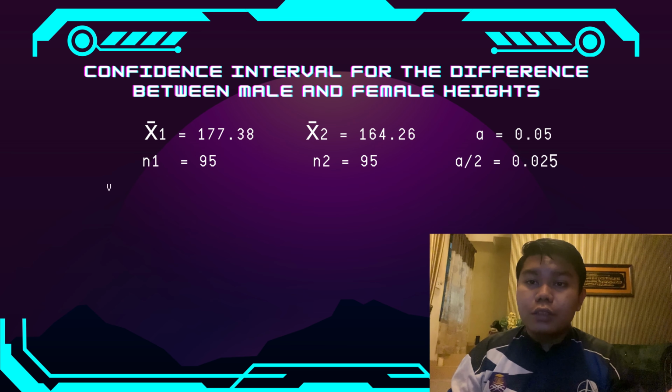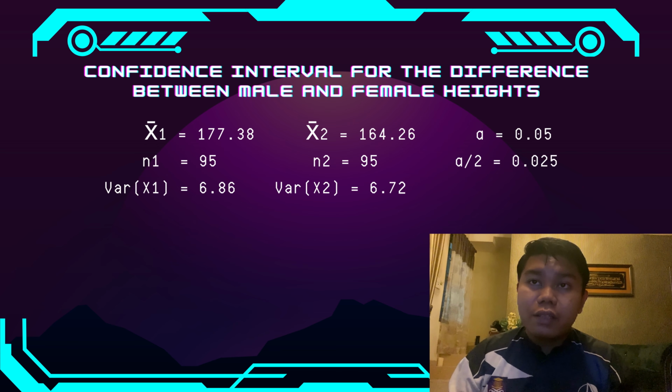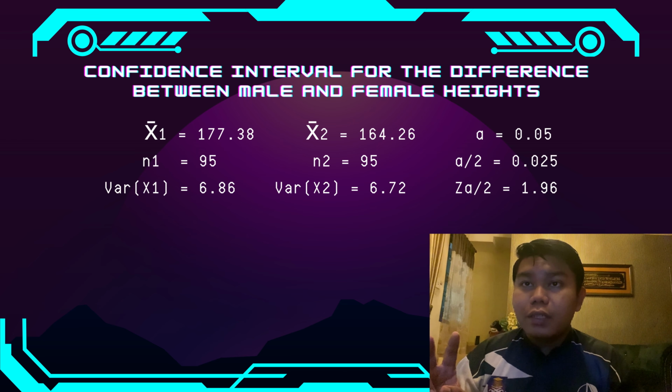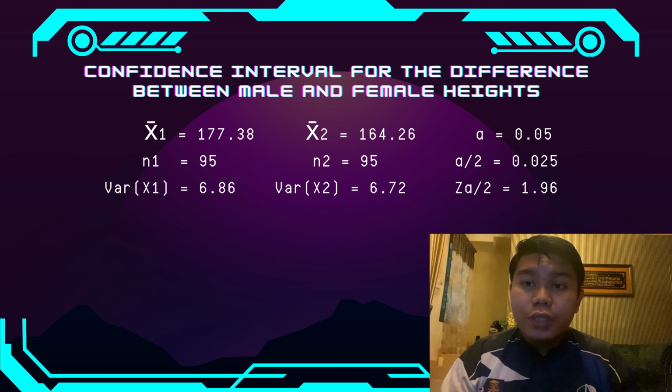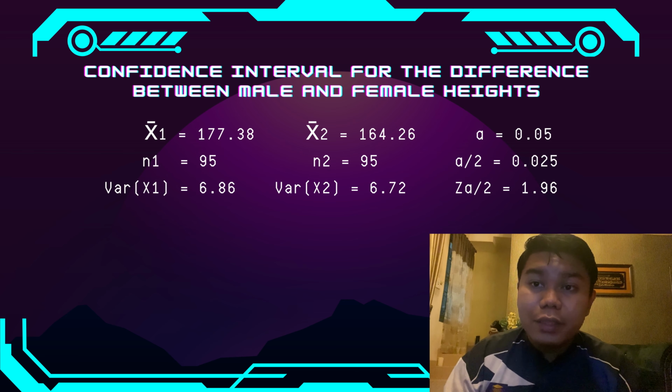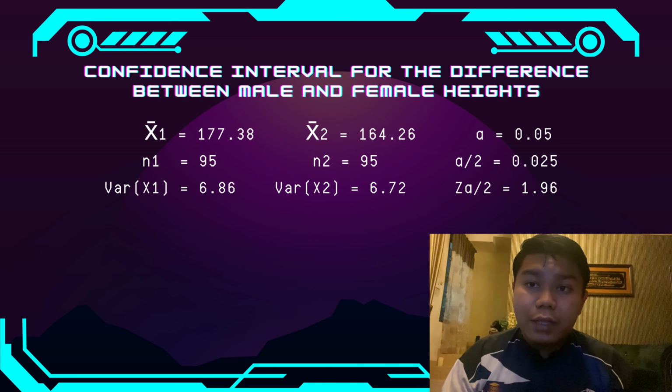So, for this section, which is the confidence interval for the difference between two means, we need a few data, which we can get from the earlier objective, which is to find a confidence interval for male and female. And the data that we need for this section are x bar 1, x bar 2, n1, n2, variance for x1, variance for x2, alpha over 2, and lastly z alpha over 2.